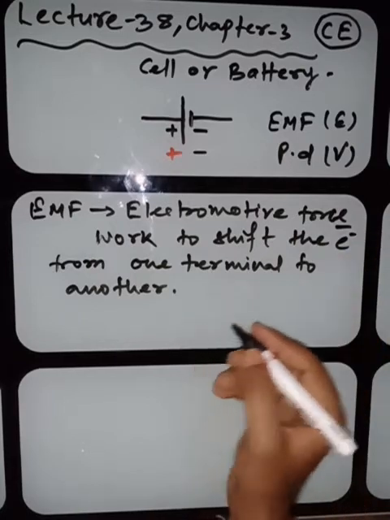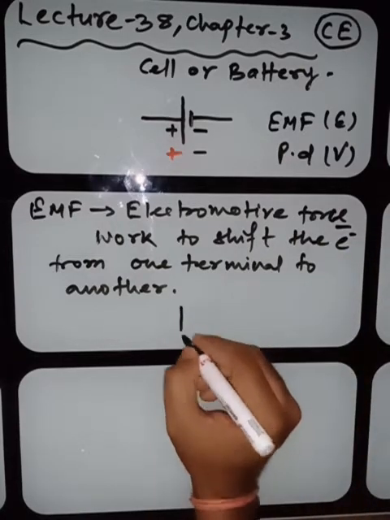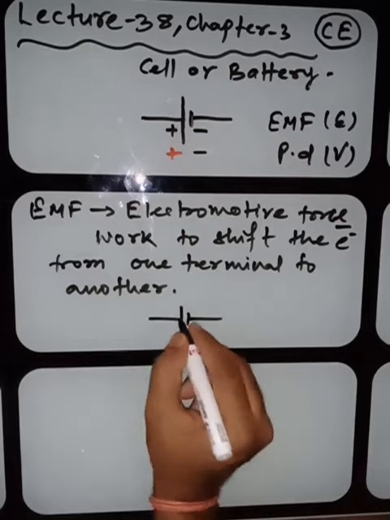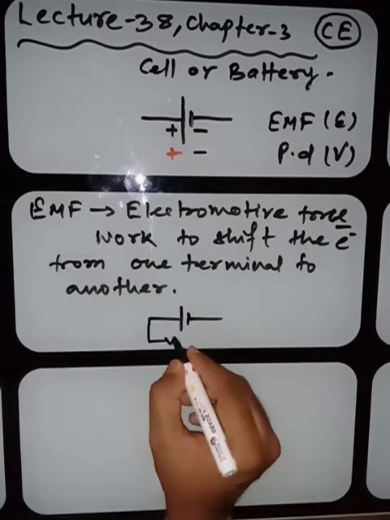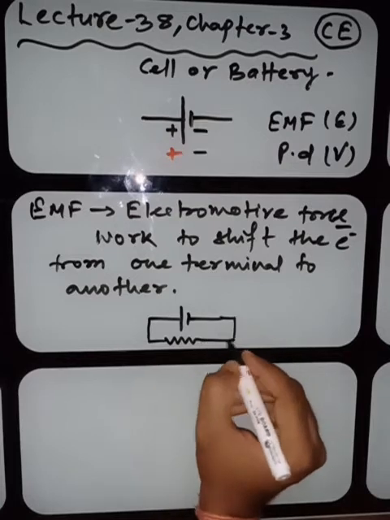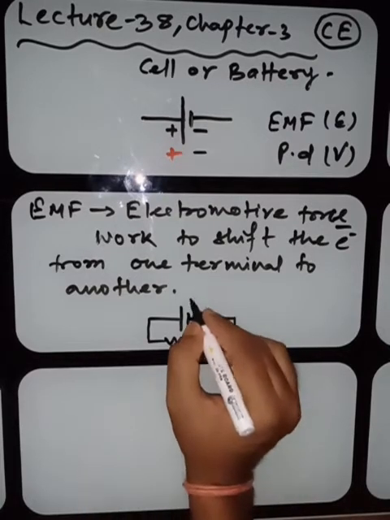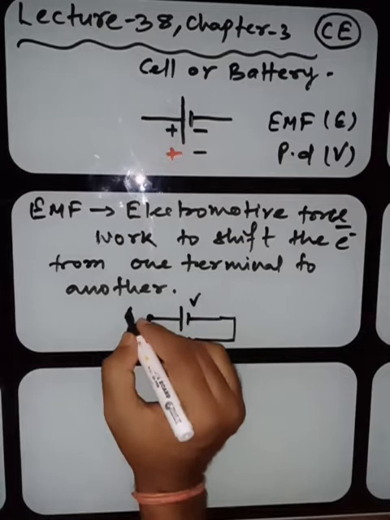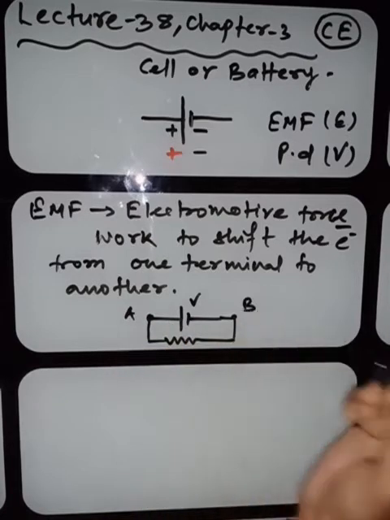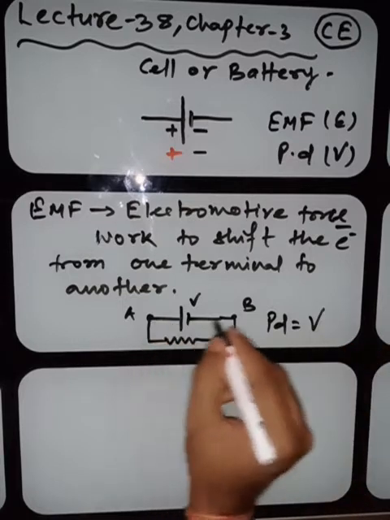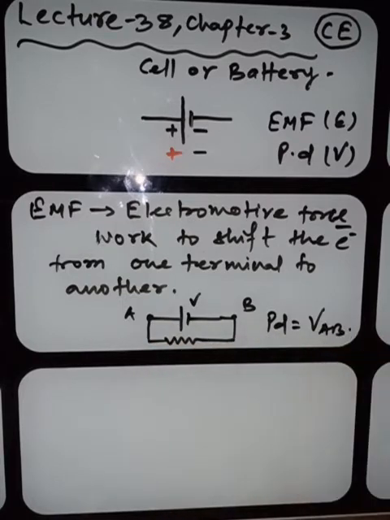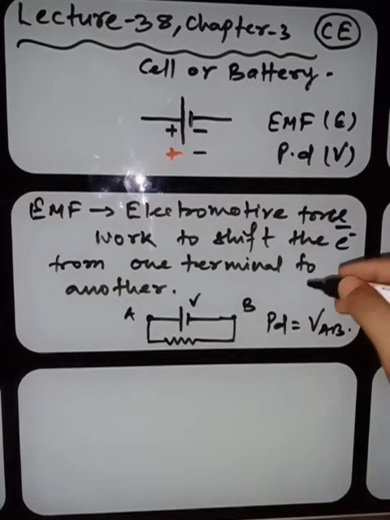My dear students, suppose you have a battery or cell connected with a load resistance, with the two terminals A and B. Then the potential difference between A and B will be V. We write the potential difference as VAB.